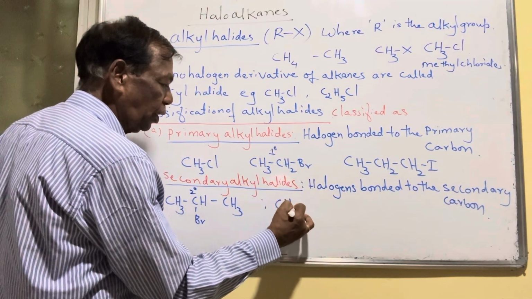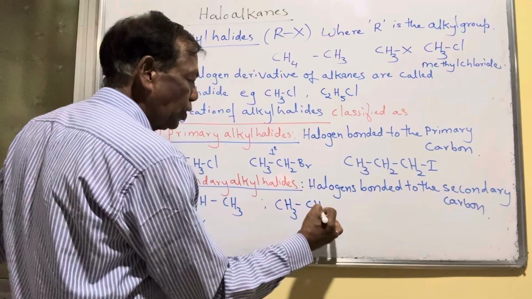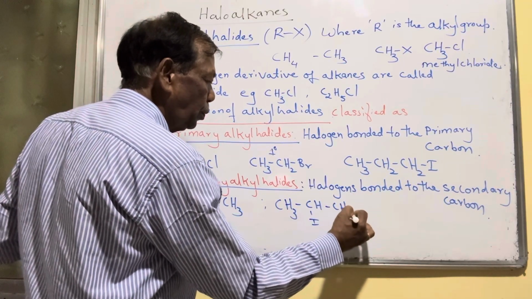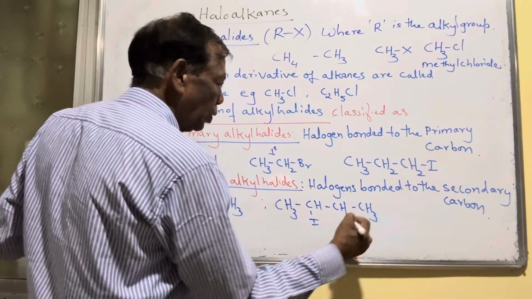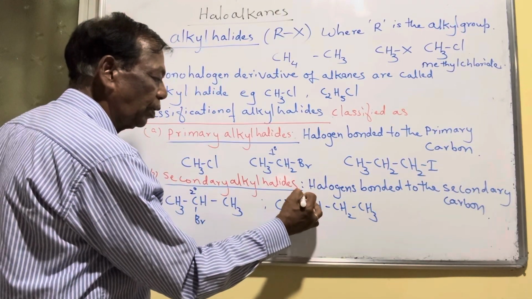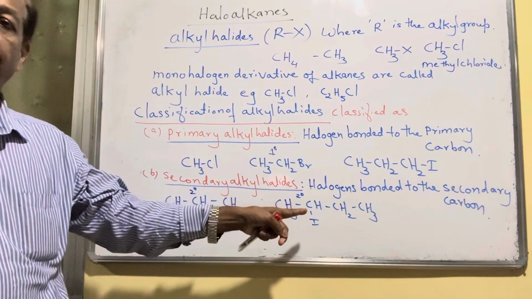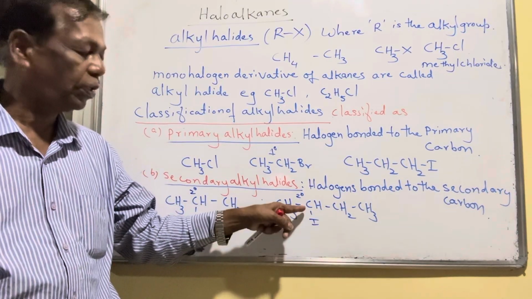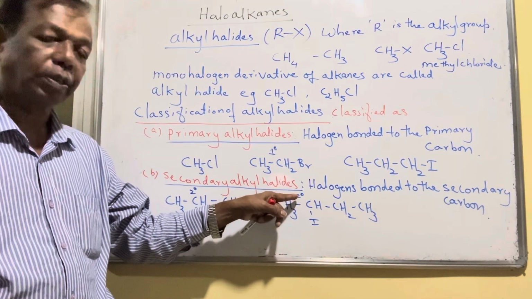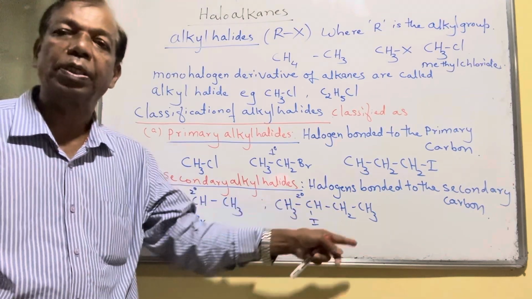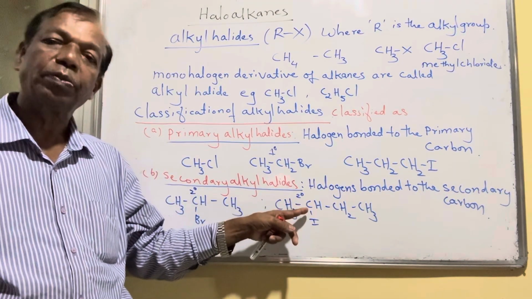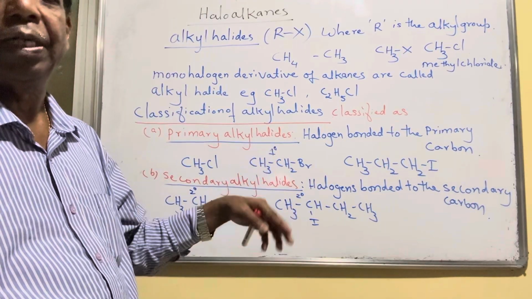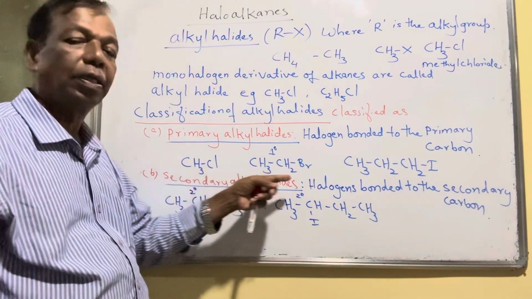Another example I'll give you. Suppose CH3, CH, here say I, and CH2, CH3. So this will also be a secondary carbon. Why? Because this carbon is bonded to two other carbons and the halogen is bonded to that carbon. So a secondary carbon is a carbon bonded to two other carbons, and if the halogen is bonded to that carbon, the alkyl halide is called a secondary alkyl halide.